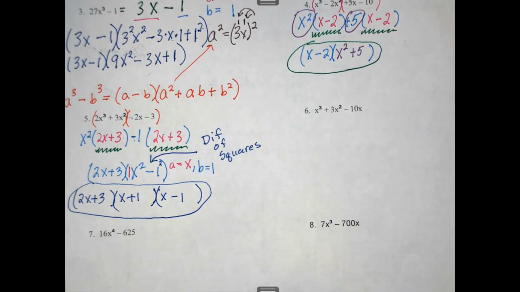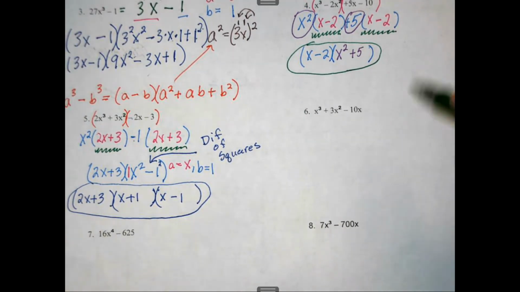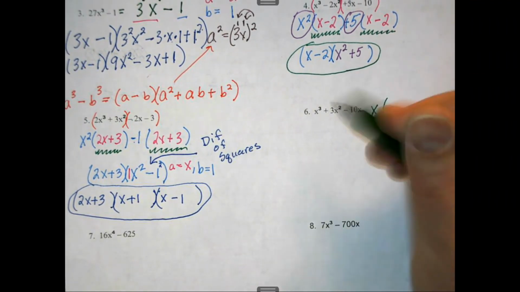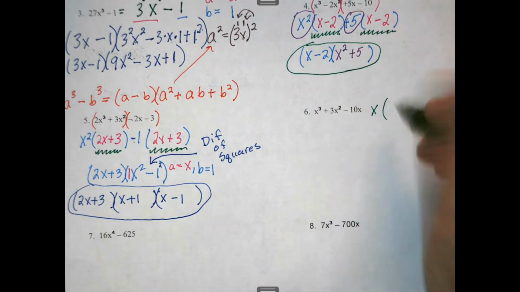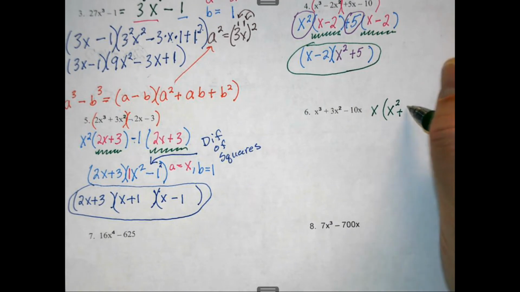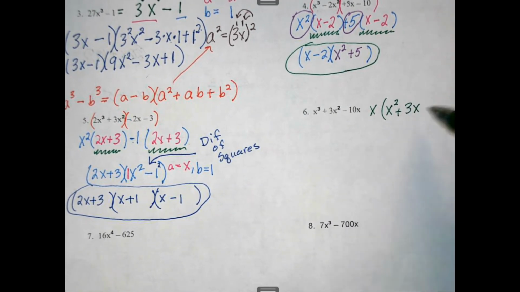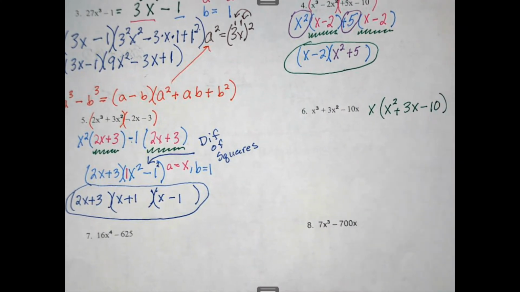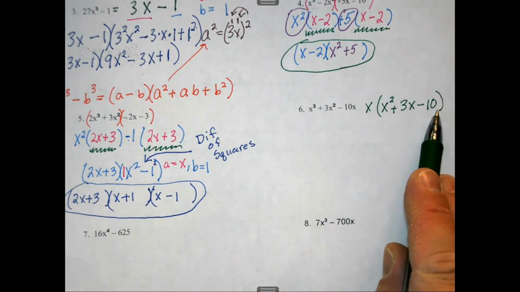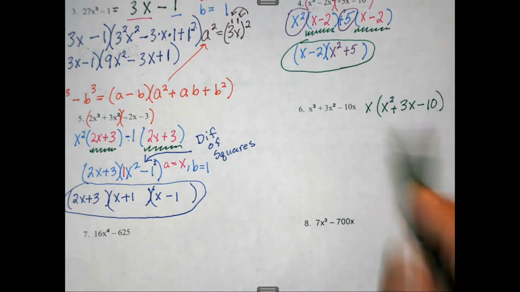All right, number 6 looks complicated, right? I don't think it's so bad. What can I take out? What common factor term? An x, right? X cubed divided by x, 3x squared divided by x, and then 10x divided by x. Nothing I can take out anymore. So it's 3 terms. I'm going to follow my flow chart to guess and check, right?